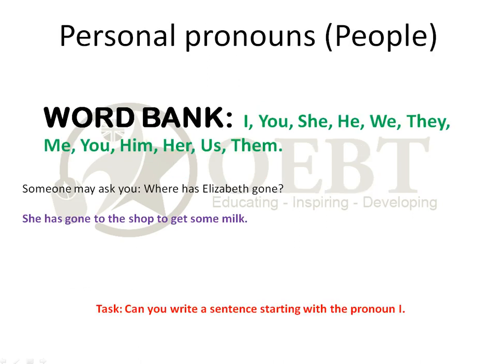Personal pronouns. This is for people. So when we're talking about people in a sentence, we tend to use these pronouns. And the word bank includes I, you, she, he, we, they, me, you, him, her, us, them.